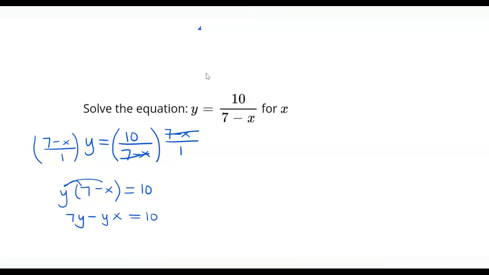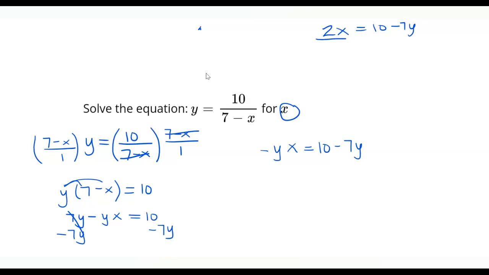equals 10. Now remember, we're solving for x, and so we want to isolate the x on one side. So we subtract 7y from both sides. Those cancel. I'm going to bring this up here. I end up with negative yx equals 10 minus 7y. Now, just like if I had 2x equals 10 minus 7y, we want to get rid of this number in front, and so I just have to divide by whatever number is in front of x. So in this case it would be 2, but in the problem that we're doing it would just be a negative y. So divide this side by negative y.